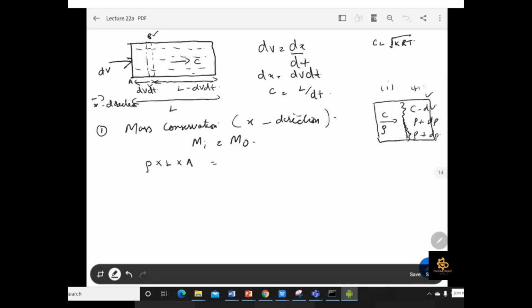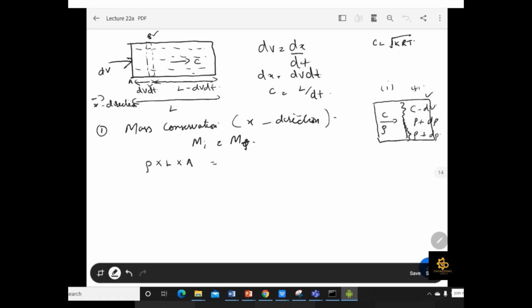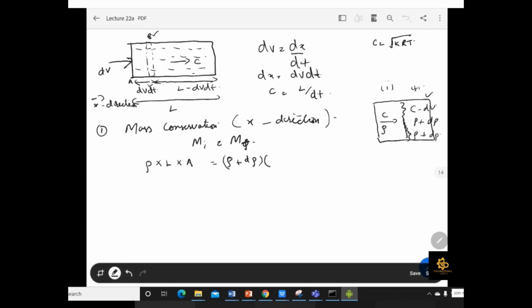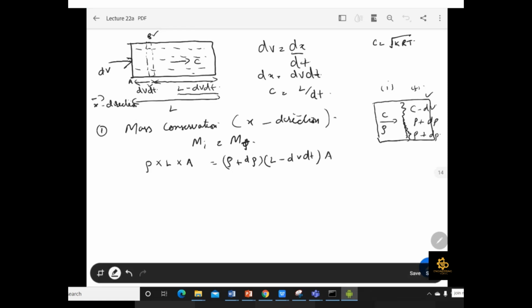Then for the mass, similar thing. Sorry, this is not out, this is mass final, which is the point after compression. After compression, the density becomes rho plus d rho. After compression, the length becomes L minus dv dt, which we already saw from the figure, and then the area is the same, because the area cannot change over there.